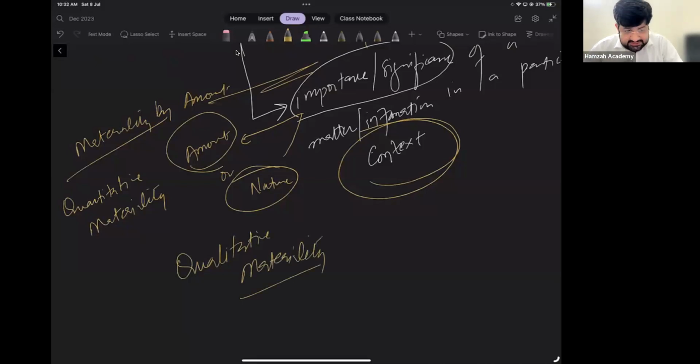Now, there is another definition you have studied. Information is material if it affects the decision of the financial statement user. That stands valid. That is material. That may be quantitative materiality or qualitative.